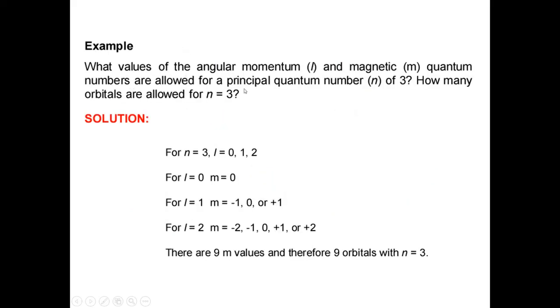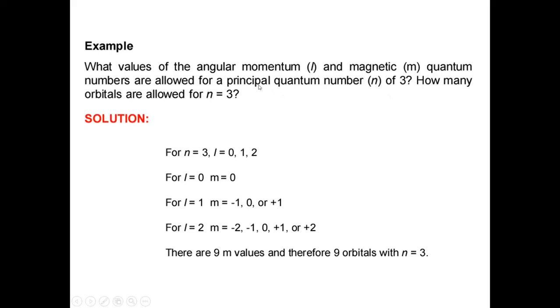What values of the angular momentum L and magnetic M quantum number are allowed for a principal quantum number N of 3? How many orbital are allowed for N equal to 3? Maksudnya kat sini, dia minta nilai L and dia minta nilai M. Dan you kena faham betul-betul macam mana nak store soalan macam ni, you kena tahu dulu nilai N tu sama dengan berapa. Sebab apa-apa pun you akan determine start from nilai N tu dahulu. Kalau nilai N tu salah, semua akan salah.